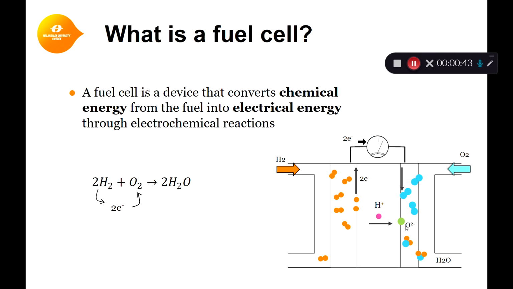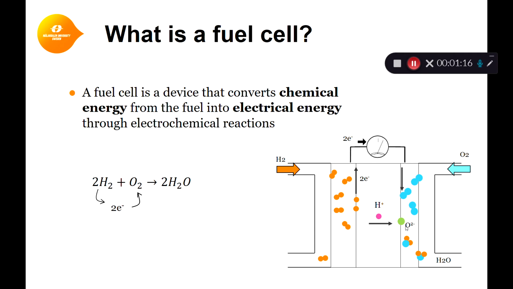But what is a fuel cell? A fuel cell is a device that converts chemical energy from the fuel into electrical energy through electrochemical reactions. The most common reaction is the one between hydrogen and oxygen to form water. In this reaction, hydrogen and oxygen react spontaneously and there is an exchange of electrons. If we put hydrogen and oxygen together in a tank, we get water spontaneously. But it doesn't generate electricity.